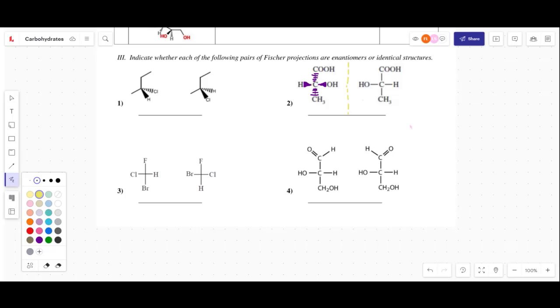All right, cool. So that means that these are enantiomers. Enantiomers are non-superimposable mirror images. They'd be like your left hand and your right hand. Those are enantiomers.